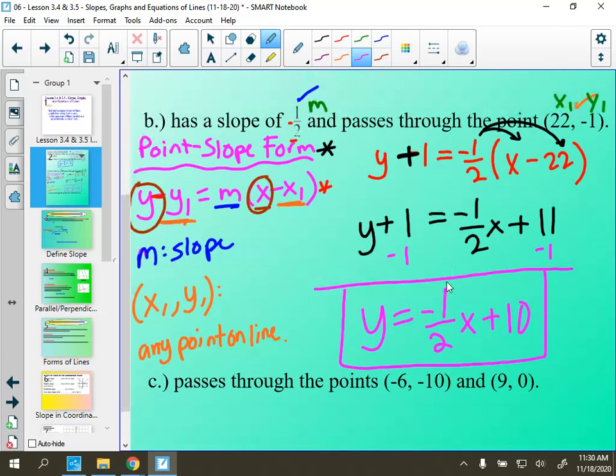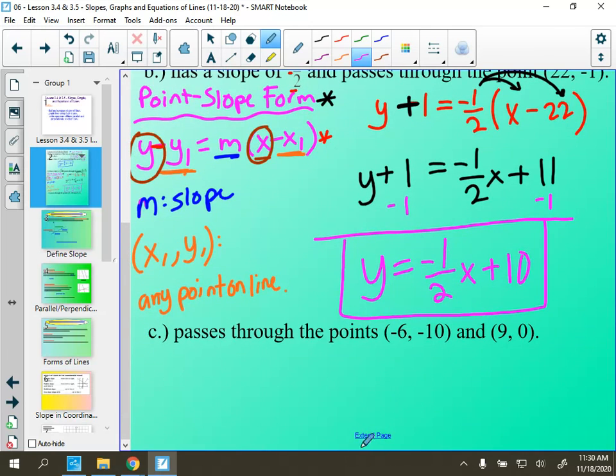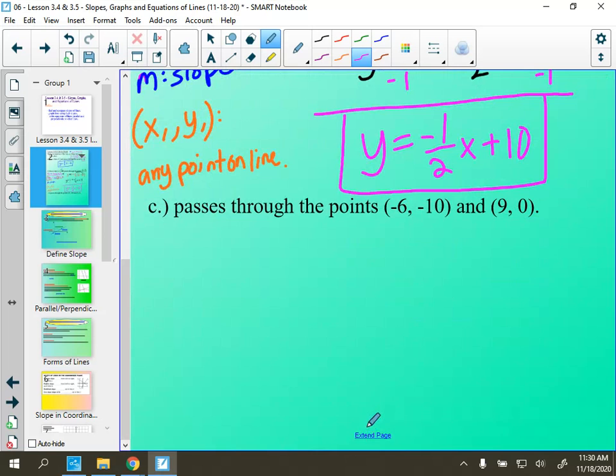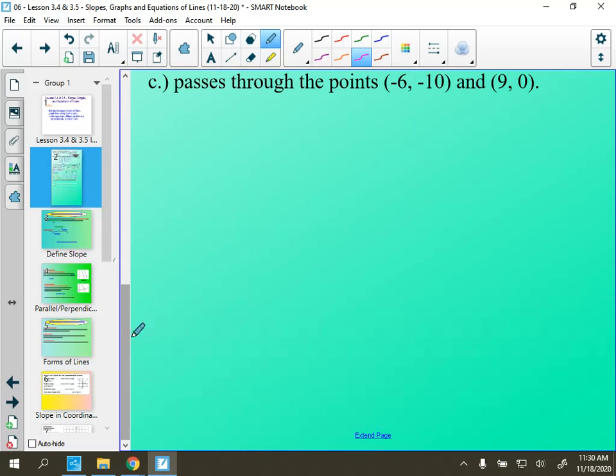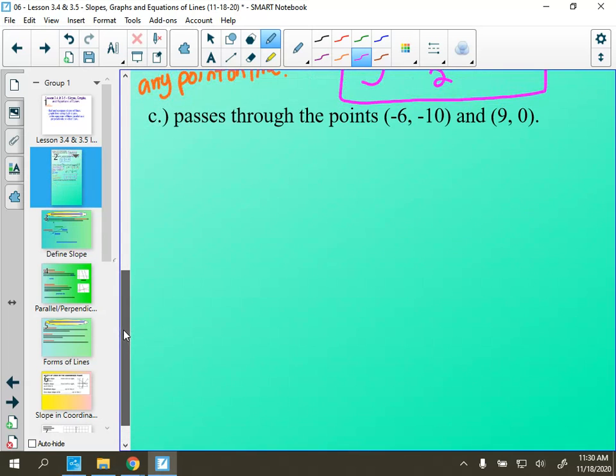All right, going back a little bit. Last one. So we're kind of leveling up again. I think this one's a little bit tougher as far as what I'm asking you to do. So the initial setup is the same. Write the equation of the line in slope-intercept form that passes through these 2 points, (-6, -10) and (9, 0). That's all we get. Oh no.